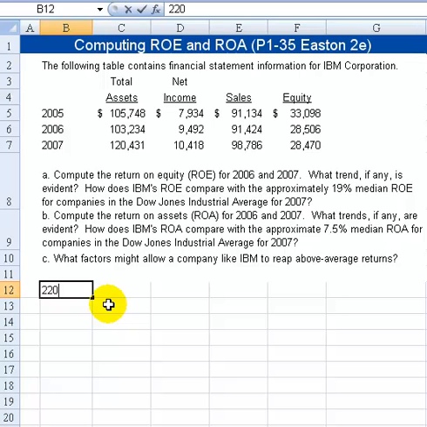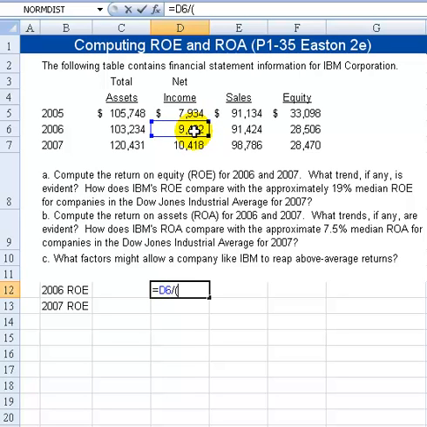Let's do 2006, and then let's do 2007 ROE. And for 2006, we take the 2006 net income and divide it by the average equity. So what we want to take is the beginning equity, or we can start with the ending equity and go backwards: 28,506 plus the end of year 2005 equity, and divide that by 2.